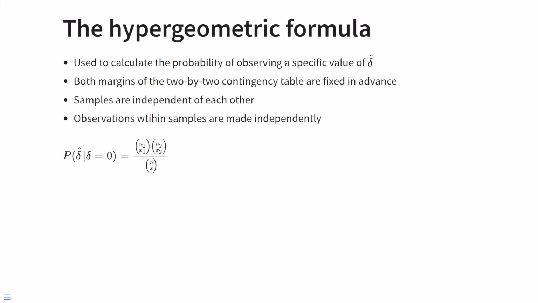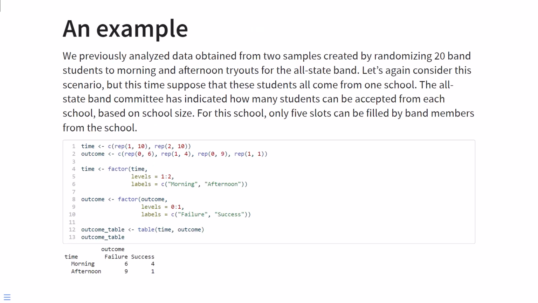So N1 choose X1 times N2 choose X2, all divided by N choose X, provides the probability of a particular delta hat under the null hypothesis that delta equals 0. Let's look at an example.